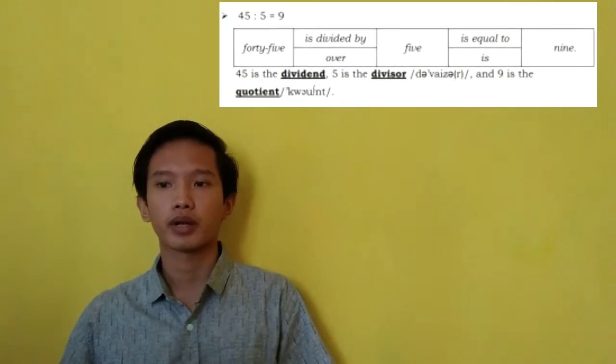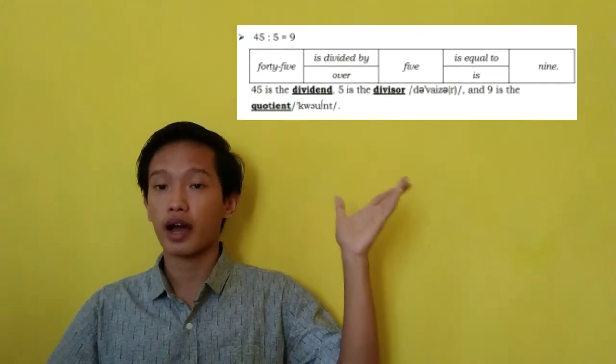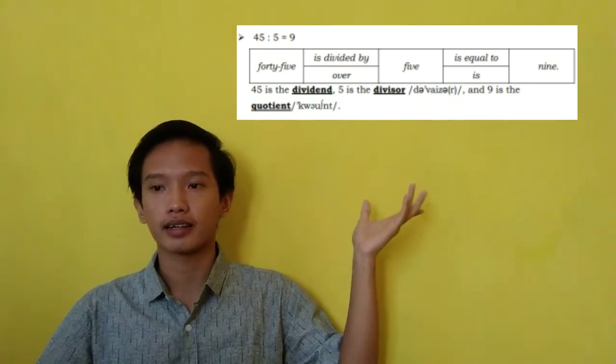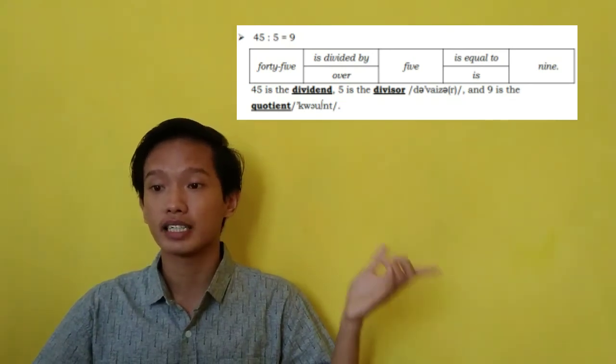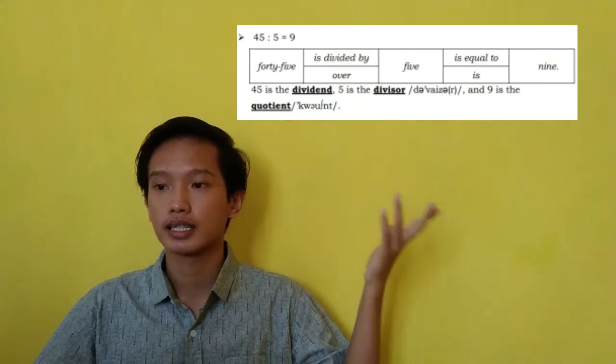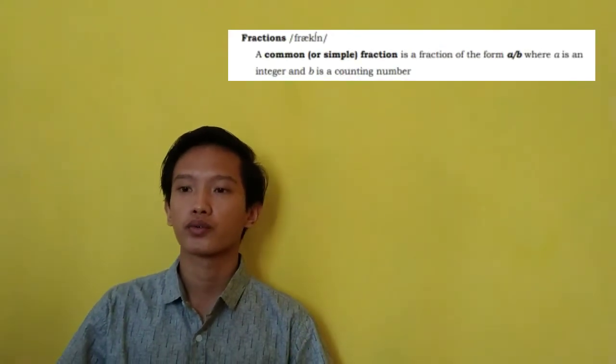And then we will go into this example. 45 over 5 is 9. 45 is the dividend, 5 is the divisor, and 9 is the quotient. And then we will go into fractions.